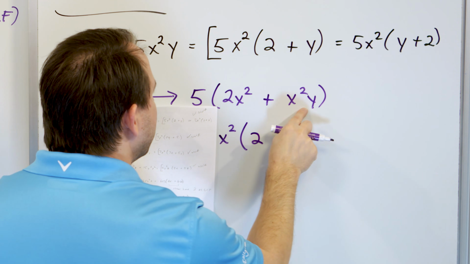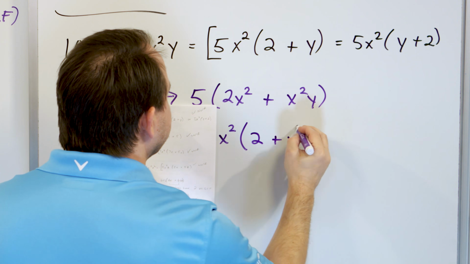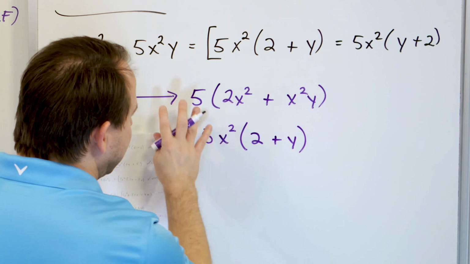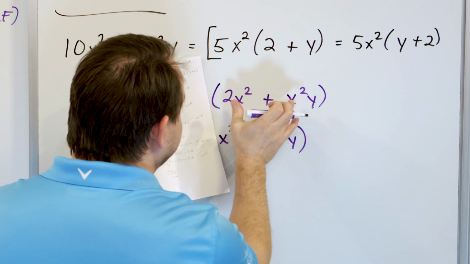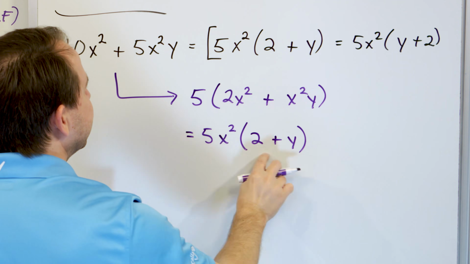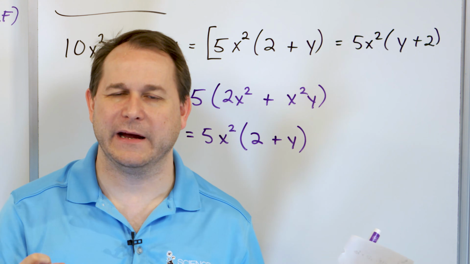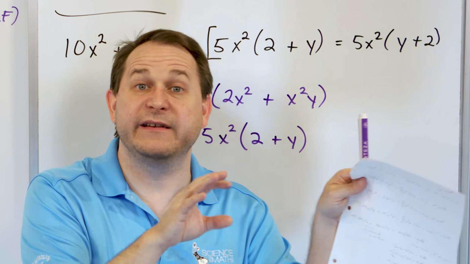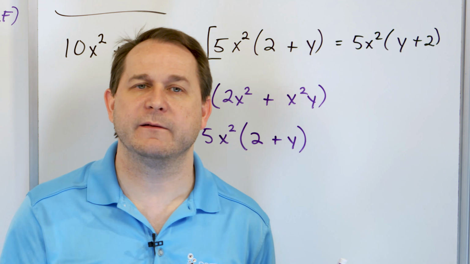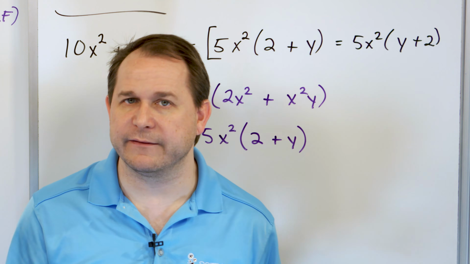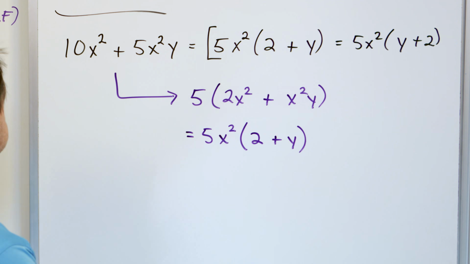X squared times what will give me this? I need to have a y here, right? The 5 was coming down all along, but I just basically forgot to factor something else out here. So then you can see that this is exactly what we got from before. So when you finally factor something, always go into the parentheses and just make sure that you got everything, to make sure there wasn't anything remaining that you missed the first time that was common to both of them.